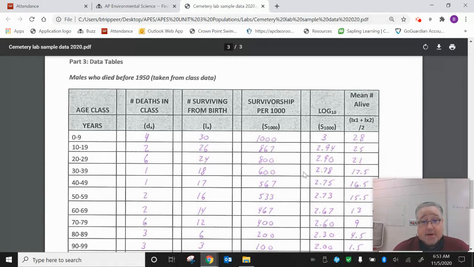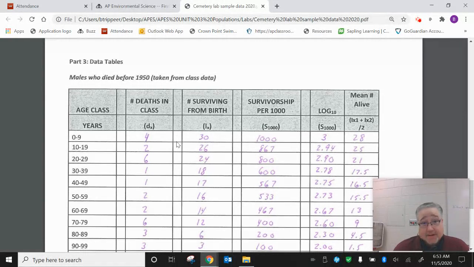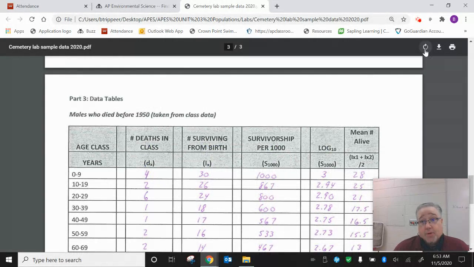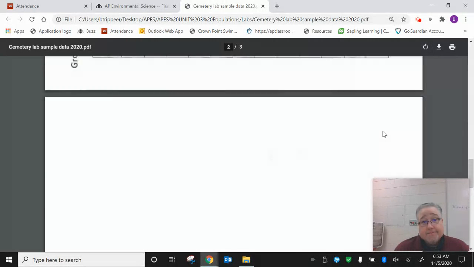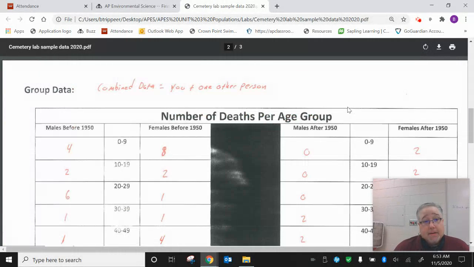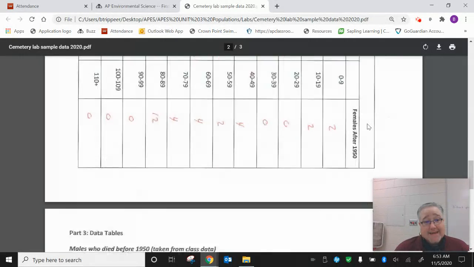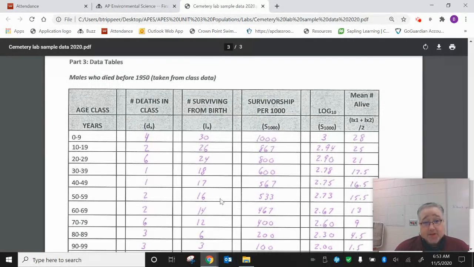And you'll also notice in your packet that there are 4 data tables, because each one of them is for a different cohort group. So, for example, this first one is for males who died before 1950. If we go back to our second chart up here, we're going to use all of these numbers here. This is all of our males who died before 1950. We're going to use that data to fill in this chart.